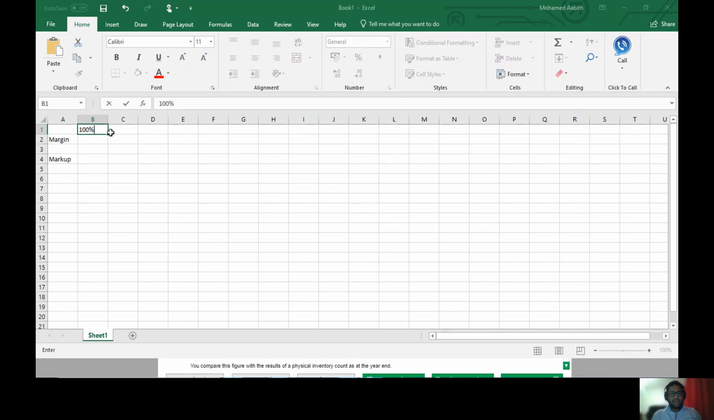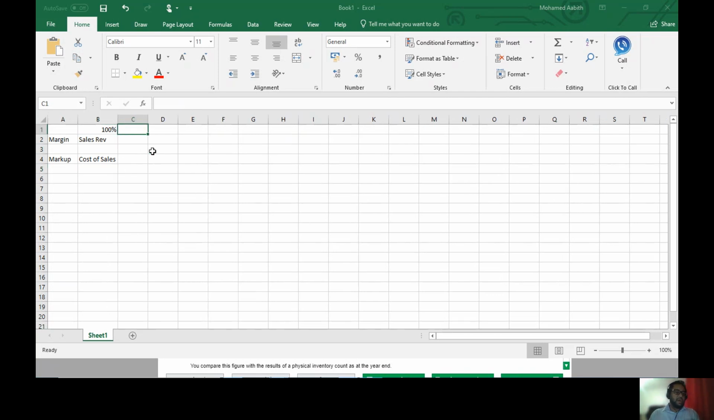Okay, so here, margin, what is 100%? Here, sales revenue is your 100%. On the markup, it is cost of sales. So remember, these are the fundamental part of it. Whatever the margin is going to be a gross profit, and the markup is going to be a gross profit.